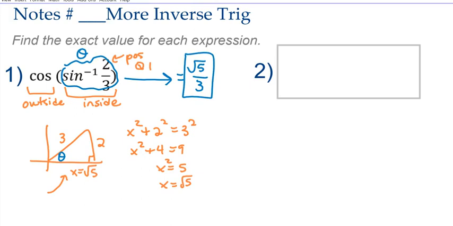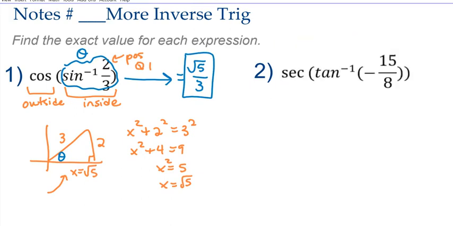Okay, let's try another one. Let's find the secant of the inverse tangent of negative 15/8. So the inside of that, the inverse tangent of negative 15/8, means find the angle whose tangent is negative 15/8. And after we do that, we will apply the secant function to it. So inside first, and then outside.